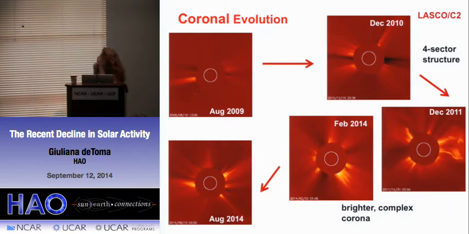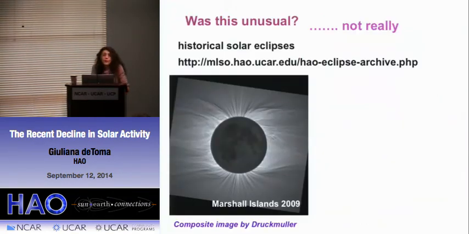And these are just movies showing a fairly active corona during 2011, 2014, and this is the corona now. So very much a maximum corona, which is what we expect at this time of the cycle. So what is something unusual or something that never happened before?